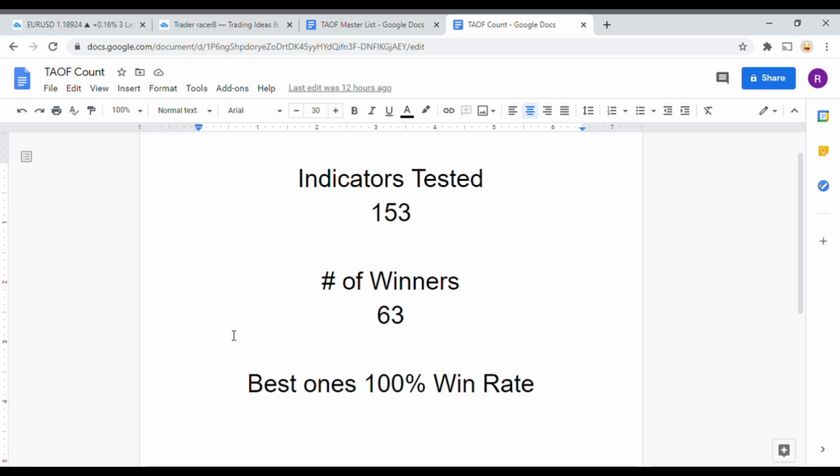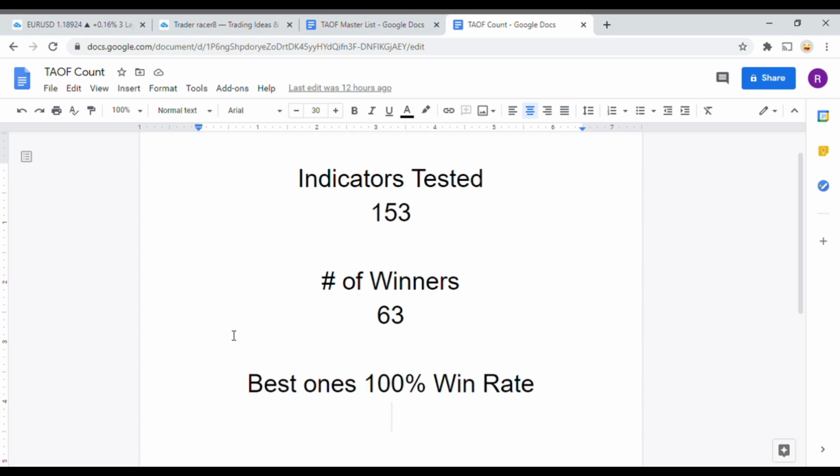So to date, we have tested 153 indicators. And out of those 153 indicators, 63 of them have been winners, which means that they have met or exceeded the 60% win-loss ratio threshold that we have set for them. The best ones so far were able to achieve a 100% win rate.